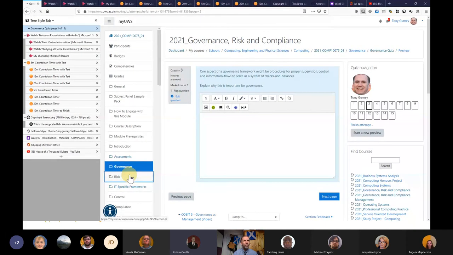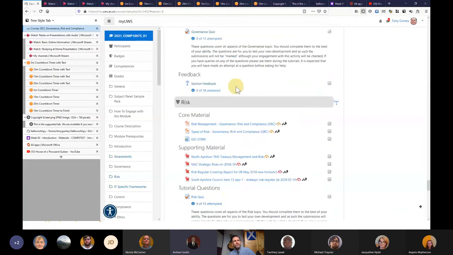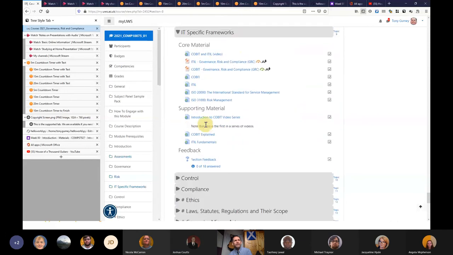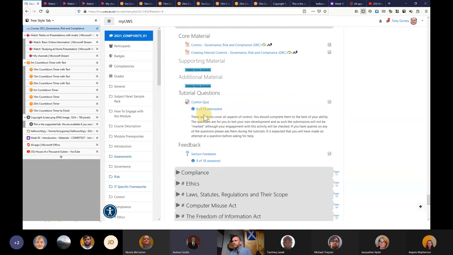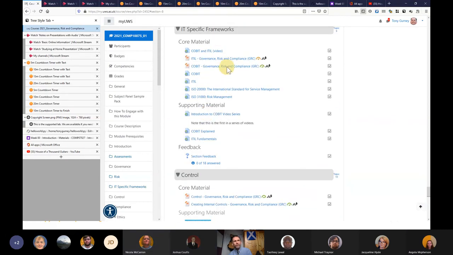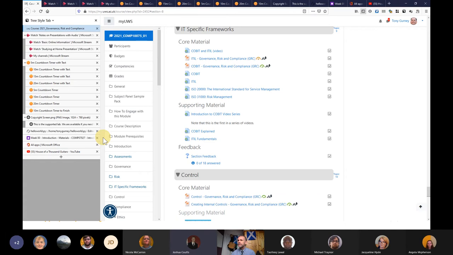So you'll see these in all the sections. That's a good wee guide. So it is. Okay, so there was a governance one. There's a risk one. Same kind of idea. There's a control one. You'll notice there isn't one for COBIT and ITIL. And that probably represents the fact that each of them is worth 5% of your report. So that's the kind of setup, and it's also how hopefully you'll be able to do your report.